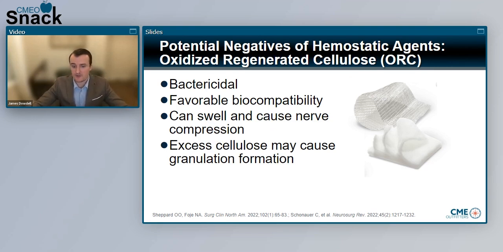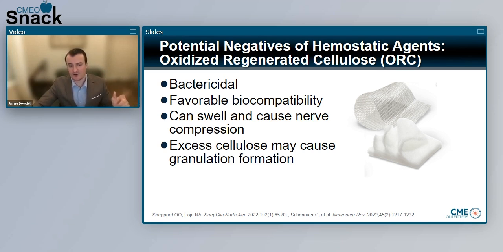Cellulose. Now, there's some favorable properties about this. This is bactericidal, less chance of infection, favorable biocompatibility, but this can also swell and cause nerve compression. This is important when we're talking about neurologic surgery. We don't want to put too much of this stuff in, because if we put too much and it swells, it can cause nerve compression.